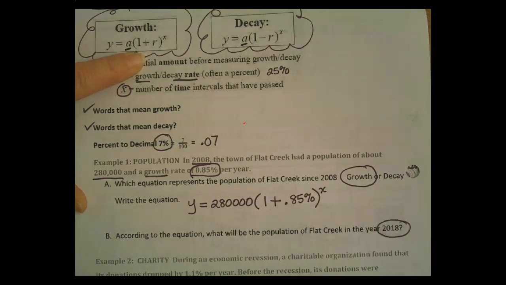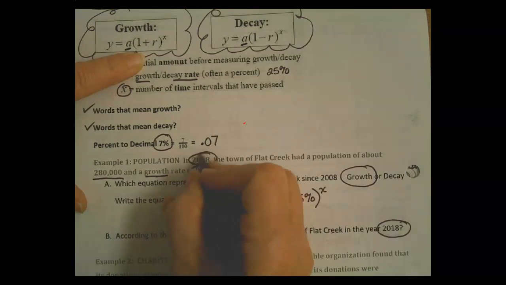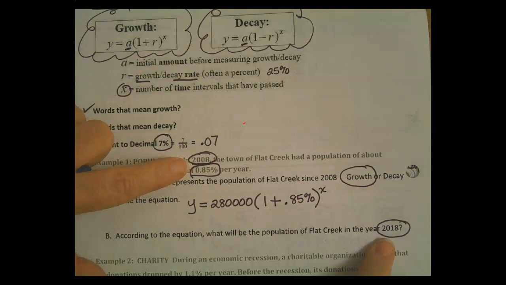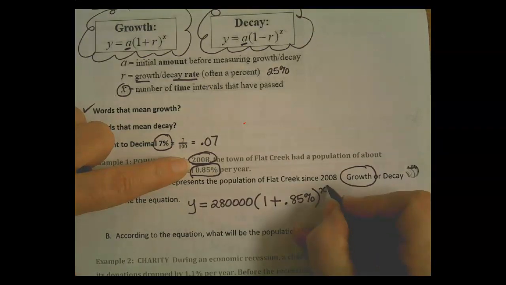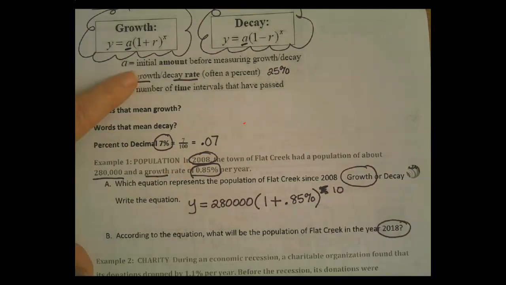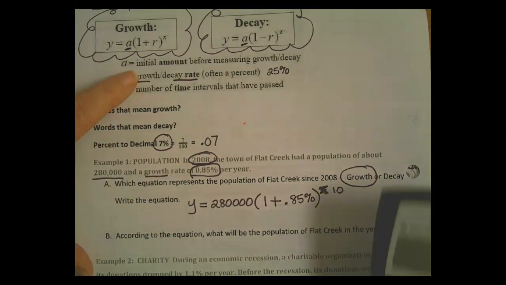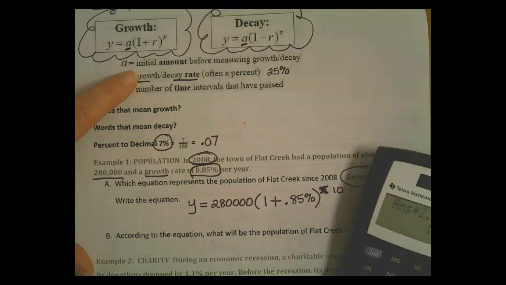Next, it says, according to that equation, what will be the population of Flat Creek in this date? Well, what is the difference between this date and this date here? Hopefully you realize that's 10 years. So the only thing I need to do is change this X to 10 years. Now let's punch this into the calculator just like I have it and pay close attention. Hopefully you can see this. I'll scoot this over.